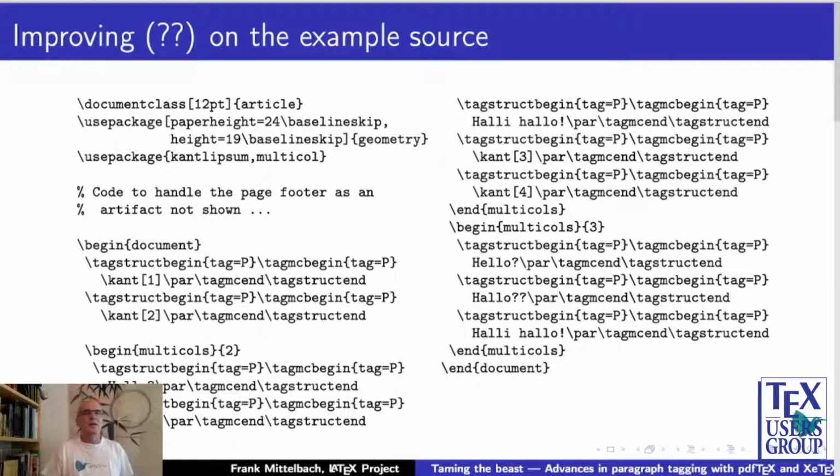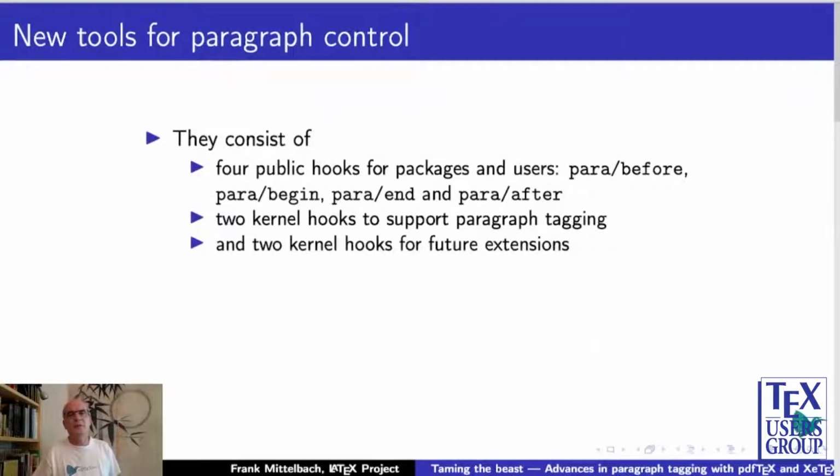So to make this kind of tagging a workable solution, this needs to happen automatically. And fortunately, we now have a robust solution for this. Earlier this year, we have rewritten the paragraph handling of LaTeX to include a number of hooks that can be manipulated by packages or by the user. In addition, we also added a few kernel hooks, which are for exclusive use in the LaTeX kernel. These will be used for tagging purposes to avoid any interference with the package codes.